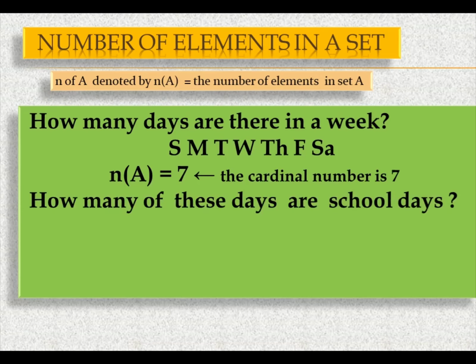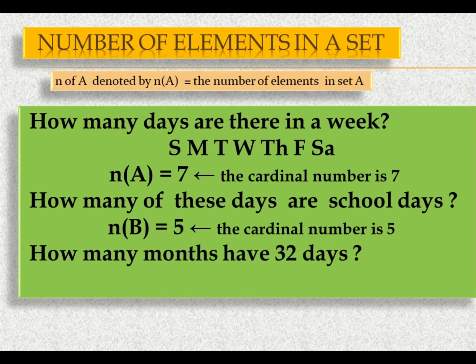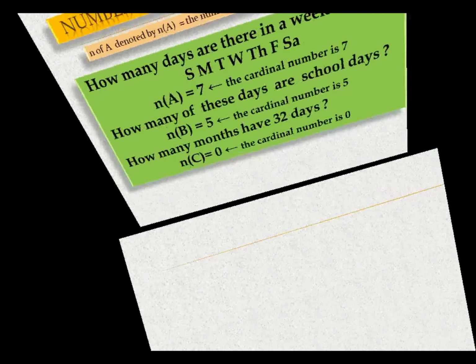How many of these days are school days? So we have 5 days. If we name this as set B, n(B) = 5, or the number of elements in set B is 5. How many months have 32 days? We all know that we do not have months with 32 days. Therefore, n(C), or the number of elements in set C, is equal to 0.